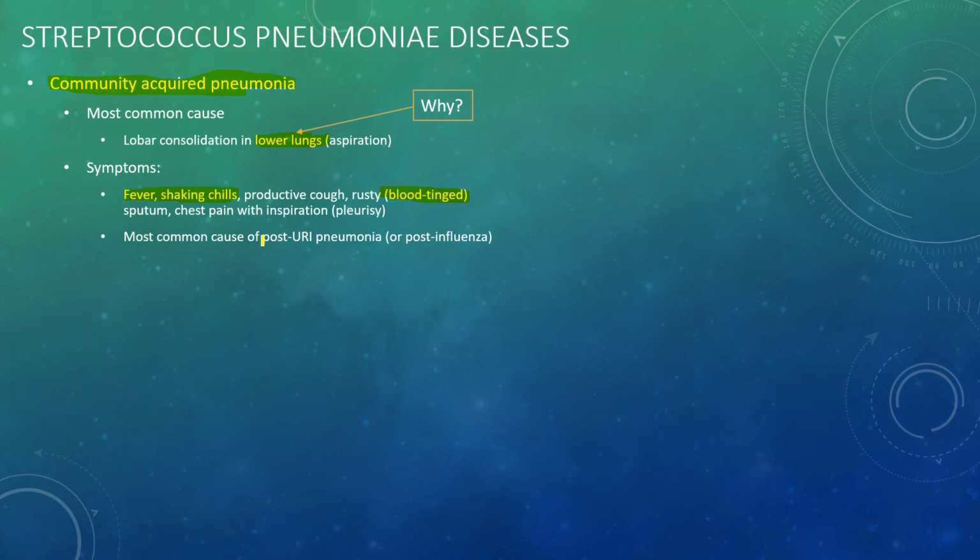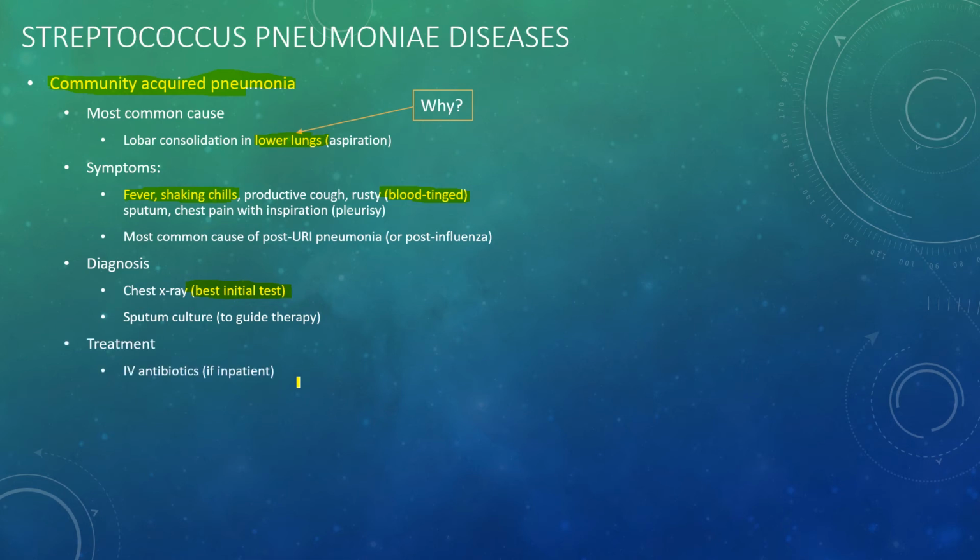It's also the most common cause of post-URI pneumonia or post-influenza pneumonia. We talked about this in the Staph aureus section. So for diagnosis, best initial test, remember step 2 loves this, is chest x-ray. And sputum culture is taken to guide therapy to see what antibiotics will work.